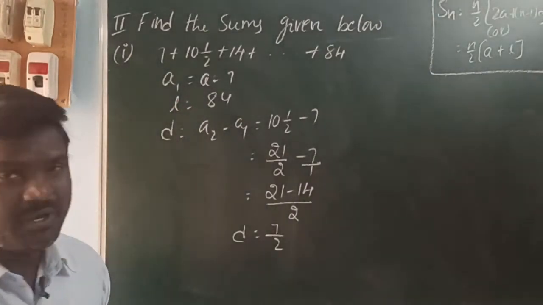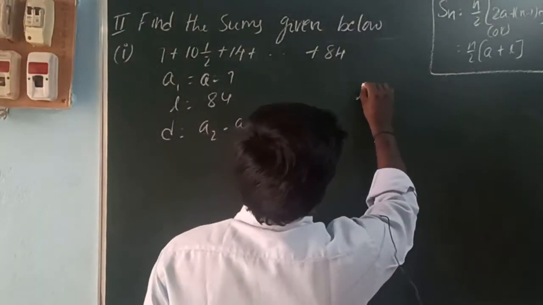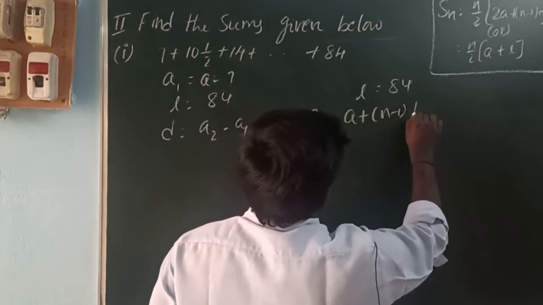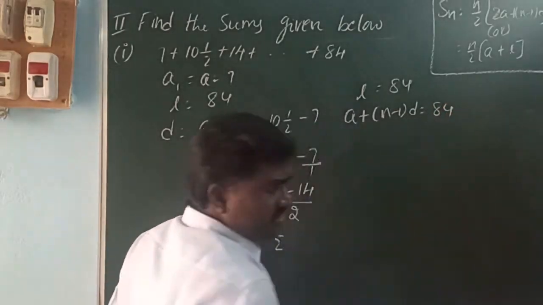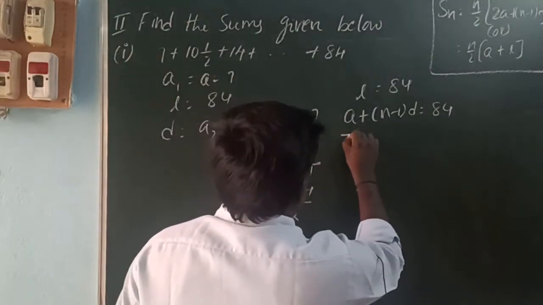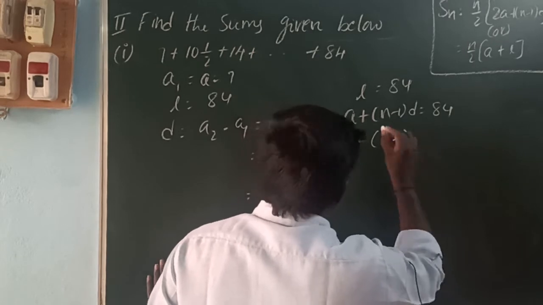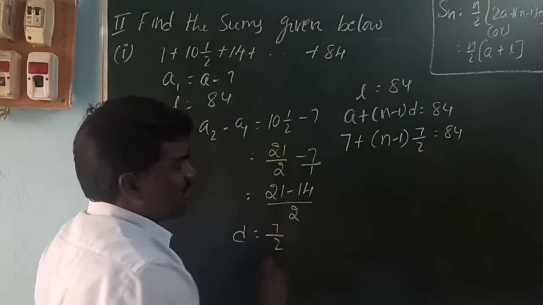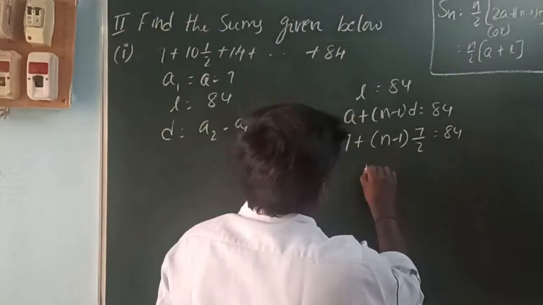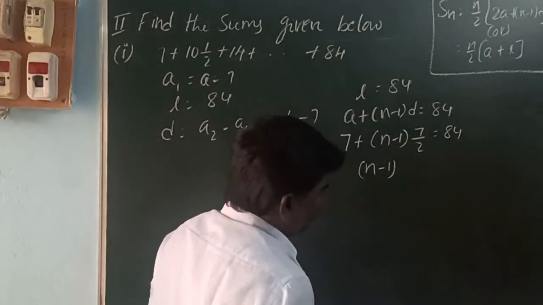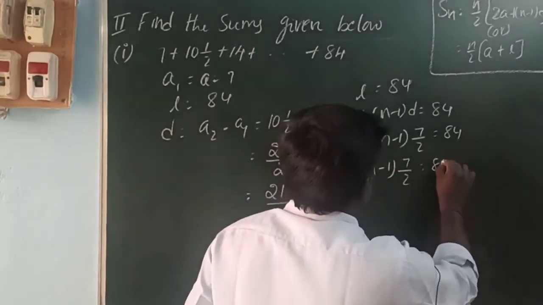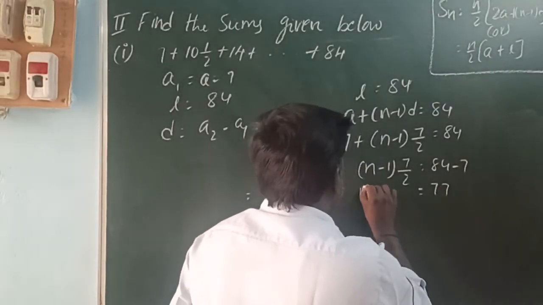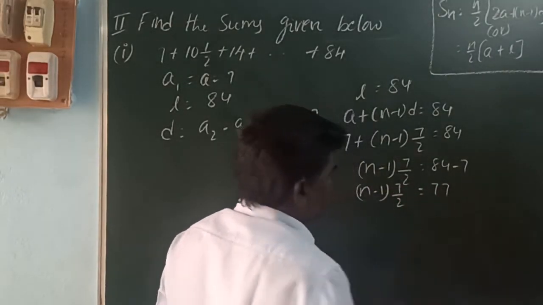So next, the n value. How can we find the n value? By using the last term. Here the last term given is 84. So a plus n minus 1 into d is equal to 84. a is 7, plus n minus 1 into d, which is 7 by 2, equals 84. The 7 going to the right side becomes minus. So n minus 1 into 7 by 2 is equal to 84 minus 7, that is 77.